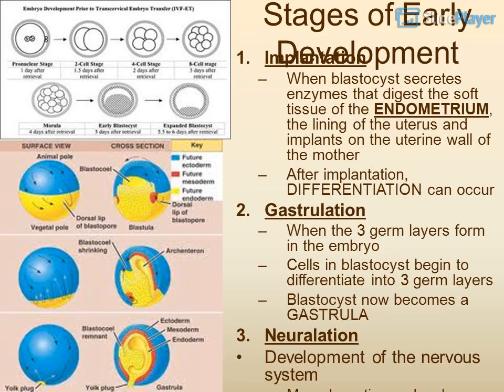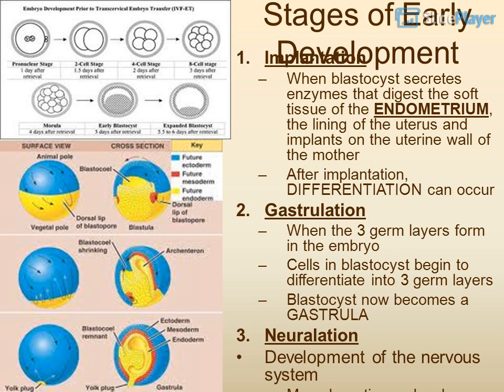Implantation. The blastocyst secretes enzymes that digest the soft tissue of the endometrium, the lining of the uterus, and implants on the uterine wall of the mother. After implantation, differentiation can occur. Gastrulation. When the 3 germ layers form in the embryo, cells in the blastocyst begin to differentiate into 3 germ layers. The blastocyst now becomes a gastrula.